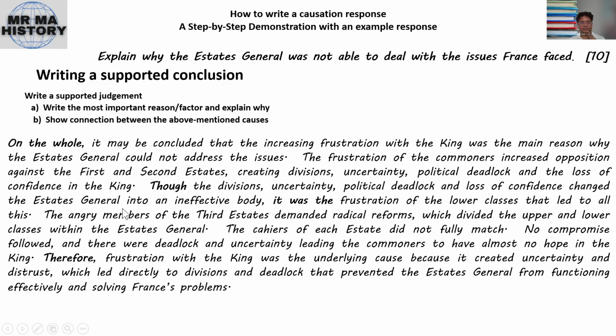Okay, now the angry mob, this is the explanation. The angry mob of the Third Estate demanded radical reforms, which divided the upper and lower classes. As you can see here, these are some points that show development and explanation. Therefore, frustration with the king was the underlying cause because it created uncertainty and distrust, which led directly to divisions and deadlock that prevented the Estates General from functioning effectively and solving France's problems.